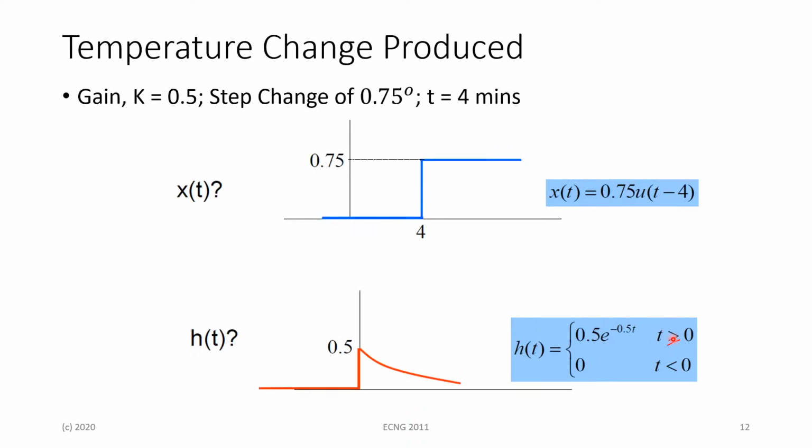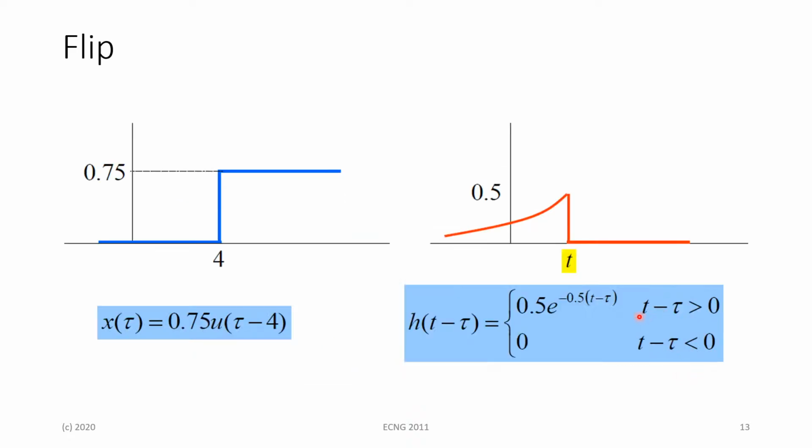And for limits, where we had t more than or equal to 0 and t less than 0, we would have t minus tau more than or equal to 0. Fix that as well. And we're going to have t minus tau being less than 0 for the second half of our equation for h of t minus tau.